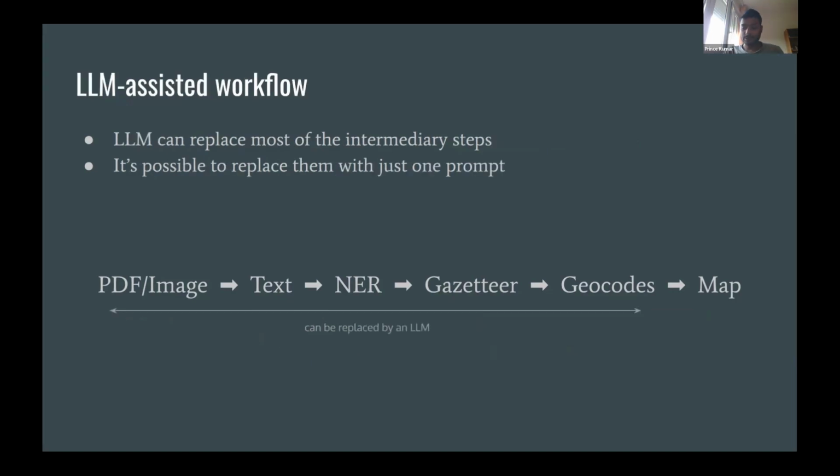So in an LLM-assisted workflow, all these steps from PDF to geocoding can be replaced by an LLM. And once we have the geocodes, we can plot them on a map. It's as simple as that. It should be at least as simple as that.